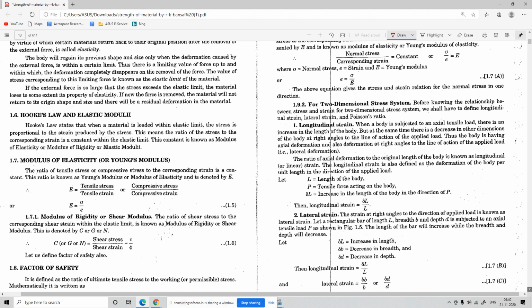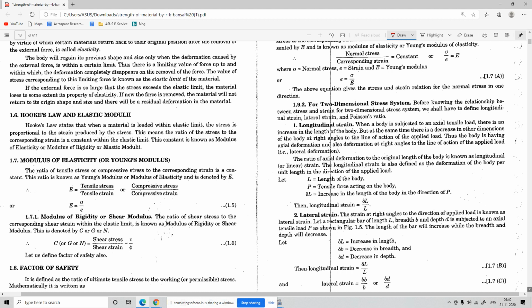Absolutely. So when any beam is subject to a load, and after removing that load it comes back to its original proper dimensional form, that kind of thing is known as elasticity. One more point: this is within the elastic limit.